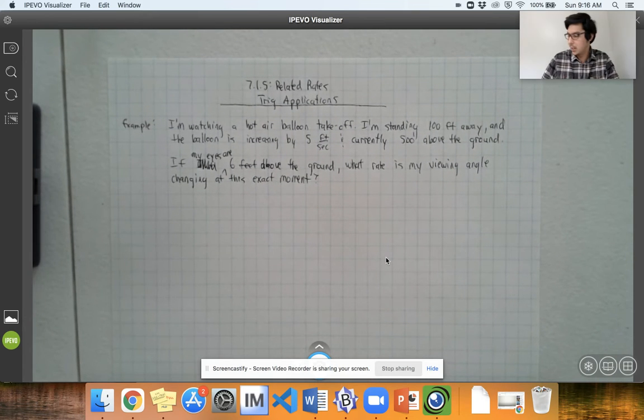We're on 7.15, related rates, one more time. This time we've done Pythagorean's theorem, we've done related rates, and now we're going to look at trig applications of it. Okay, so here's an example.